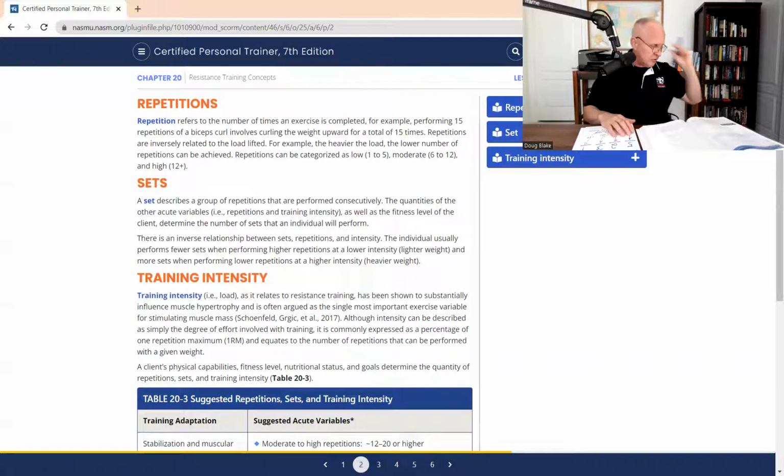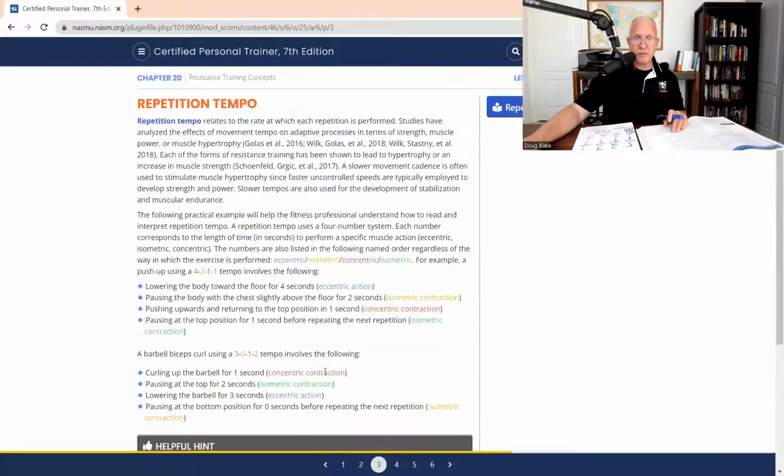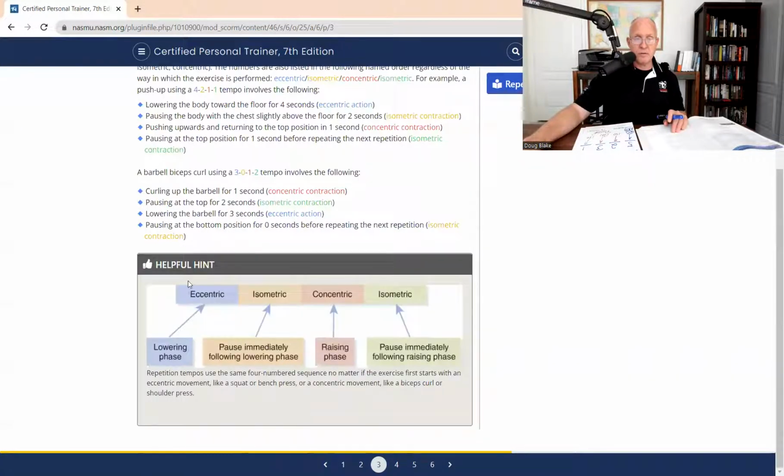And now when you get to page 620, there's this helpful hint part, okay, which is probably the best part of this. Let me see if I can pull it in here for you. Let me get to this next page. There it is. There you go. The helpful hint part on page 620. You know, you can look at this lowering phase, pause immediately following the lowering phase. If it's a lowering phase, right? Raising phase. Now, and by the way, let me just give you a little bit of help here.